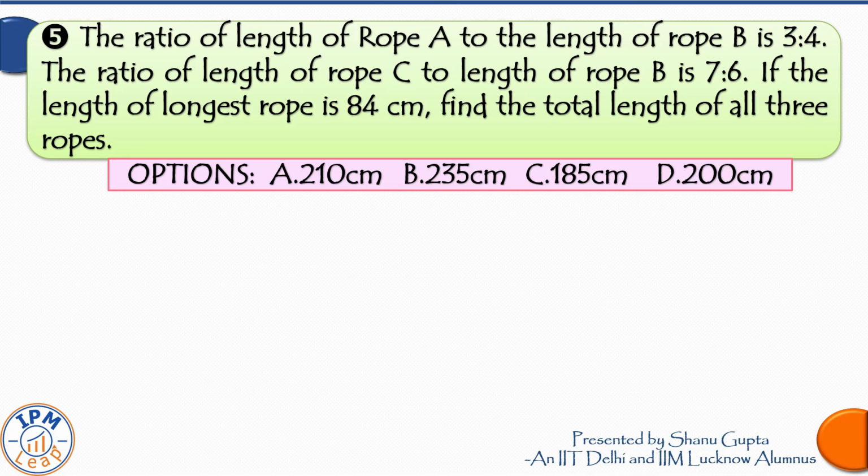Fifth question is also similar to question number 4. We have some options as well. You might try solving the question on your own and pause the video if you wish. Once you are done, let's discuss.